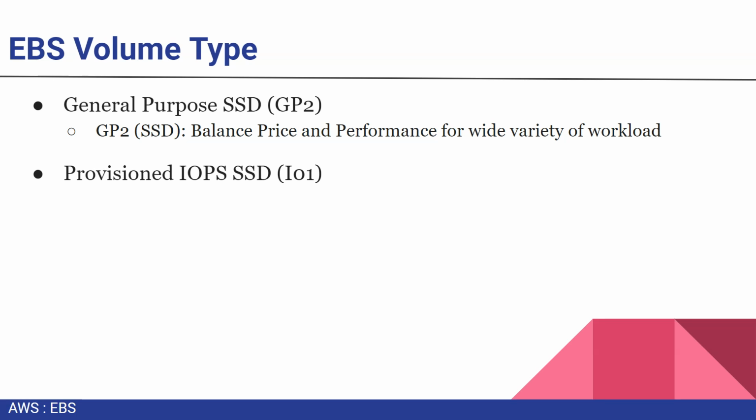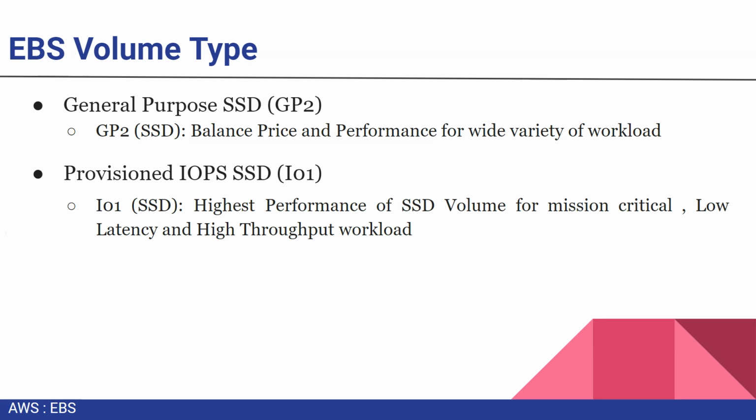Provisioned IOPS is again an SSD type, and the code is IO1. Basically it's a high performance SSD volume for mission critical workloads, where absolutely low latency and high throughput are required. General purpose is used for average performance, at a standard level, but if you need very high performance, you should use provisioned IOPS.